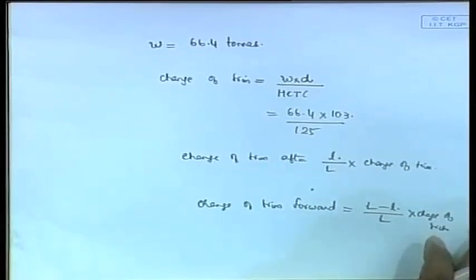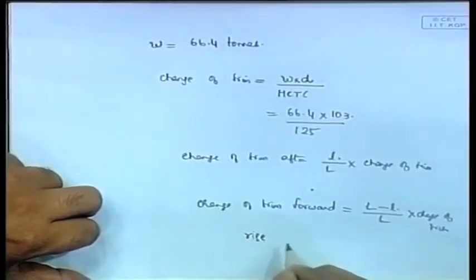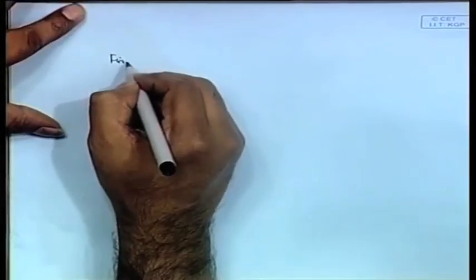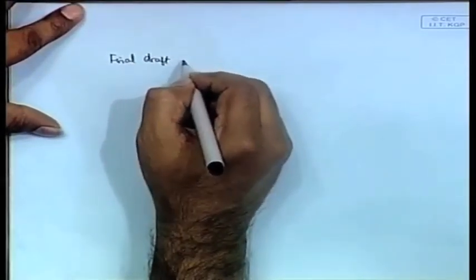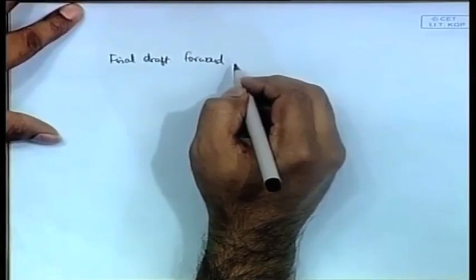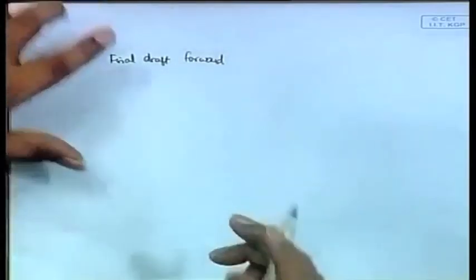So this gives you the change of trim. Note that there are always two things, change of trim and parallel sinkage or parallel rise. Here there is also a rise because of the discharge. That rise will be given by W by TPC, and that will give you your parallel rise. Therefore, your final draft forward, in this case: a weight is removed in the aft side, therefore forward will go down, so forward is plus and aft is minus.